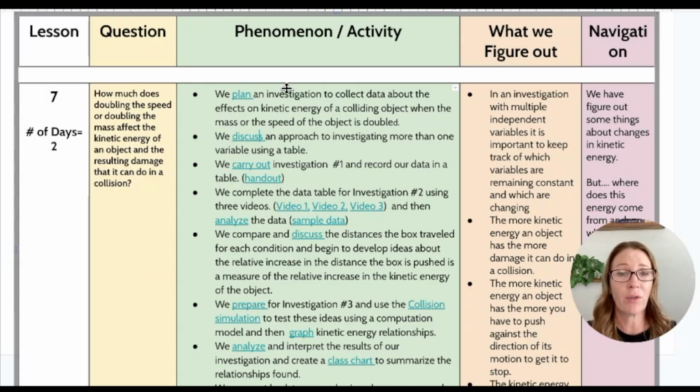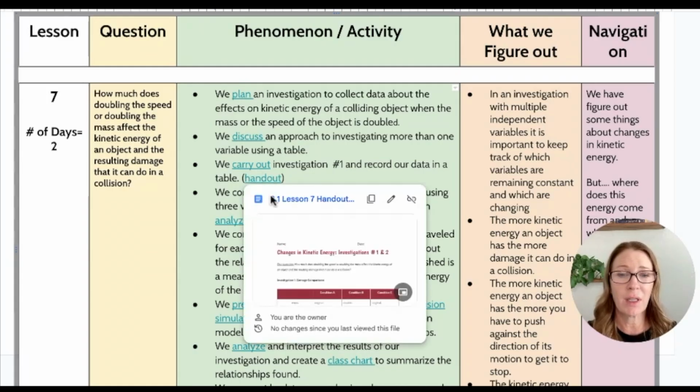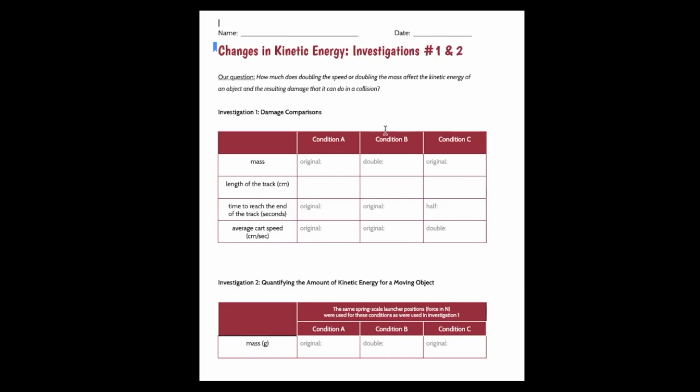So then we're going to carry out investigation number 1. Students are going to do this in their lab groups, and they're going to record the data on a handout. You can see the handout looks like this. We're going to have the original mass in condition A, double the mass in condition B, and then go back to the original mass in condition C. The length of the track is going to remain the same.